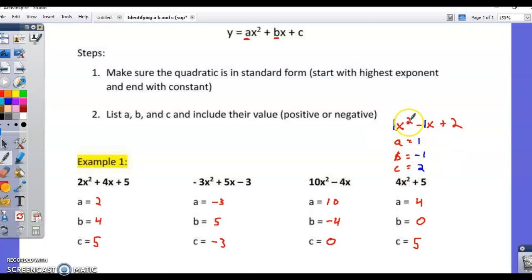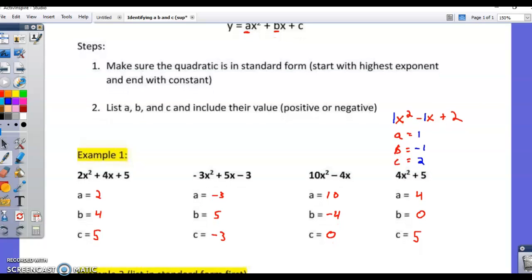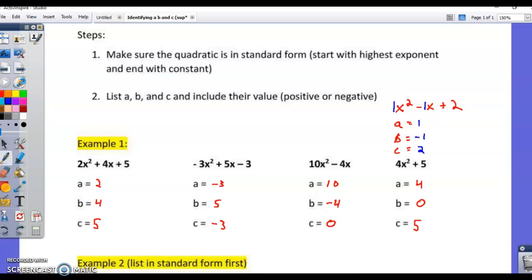And that'll come up often too. You'll see just the x squared. Just know that your a is 1. That's probably the majority when we get into graphing and factoring and solving using the zero product property, which will make sense later. You'll see that a lot of times your a is 1.